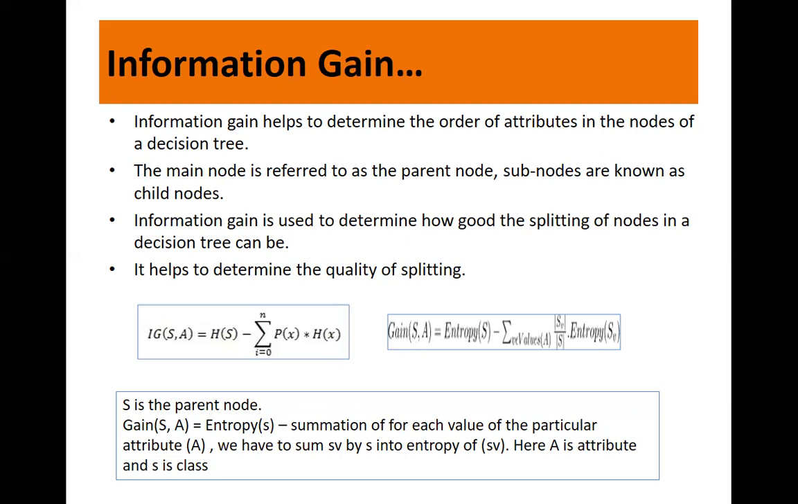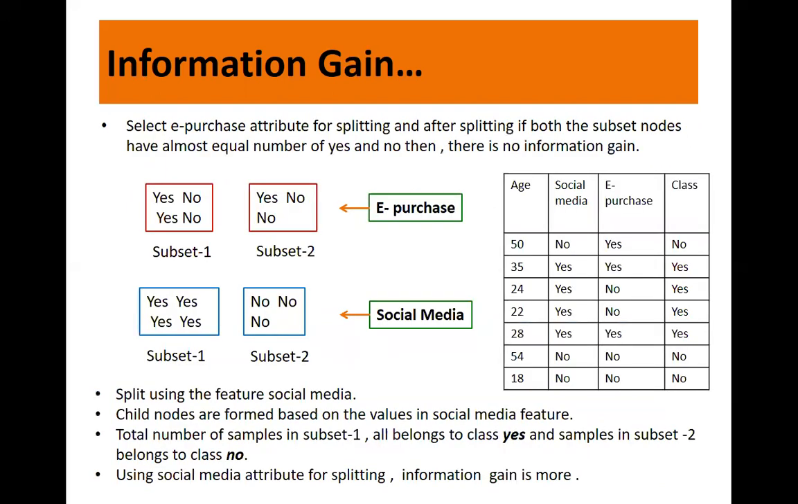Here you can see, suppose S is a set of instances, A is an attribute, SV is the subset of S with A equal to V, and V is in the set of all possible values of A. Then Gain(S, A) is nothing but Entropy(S) minus the sum over values of A of |SV|/|S| times Entropy(SV). This is what I said just now. So this formula will be more clear once we use it: how do you put the values in it and check it out.